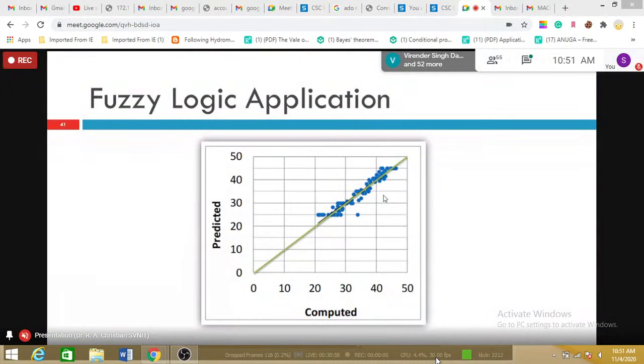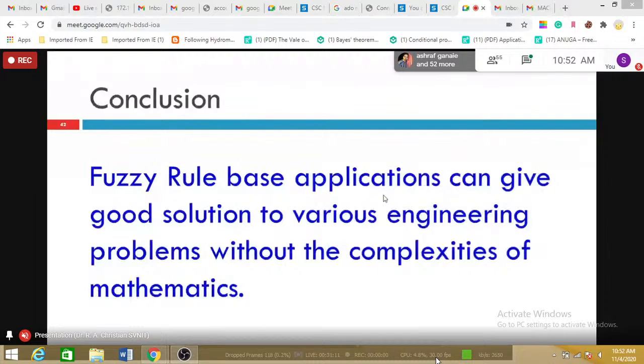You can work with this type of fuzzy rule-based system and apply it to any problem that you have in your mind. So I can conclude by saying that fuzzy rule-based applications can give good solutions to various engineering problems without entering into the complexities of mathematics. Many may not be experts in mathematics.